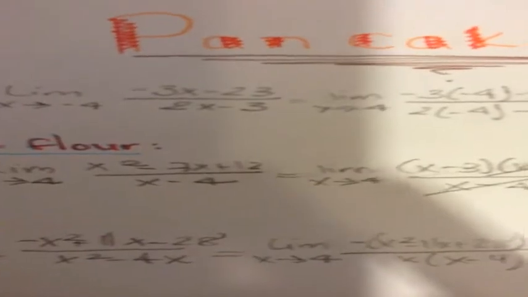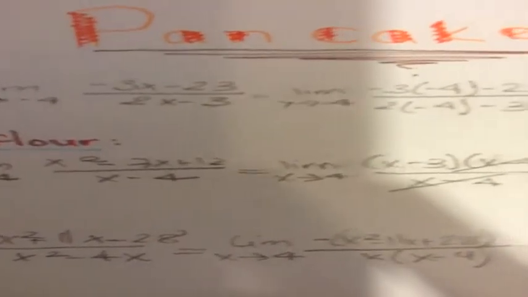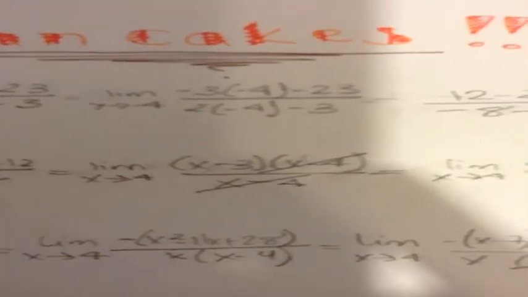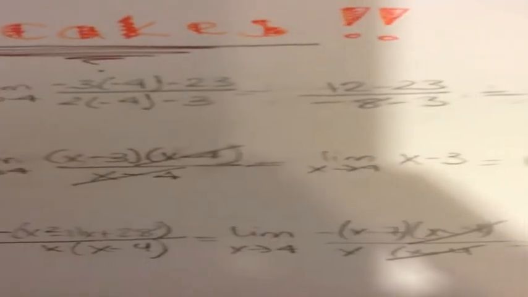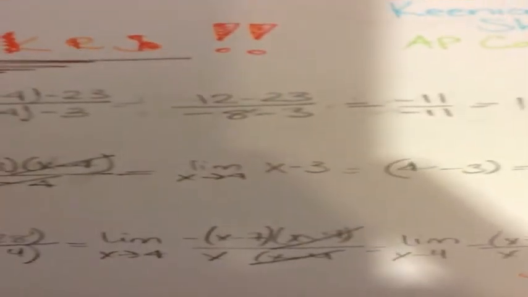Alright, so what I'm going to do is plug in -4 to the function. So I get (-3 times -4 minus 23) over (2 times -4 minus 3), which will eventually give you 12 minus 23 over -8 minus 3, which then equals, we're going to need one egg. One egg. Here's Anna with the egg. One egg, yay.